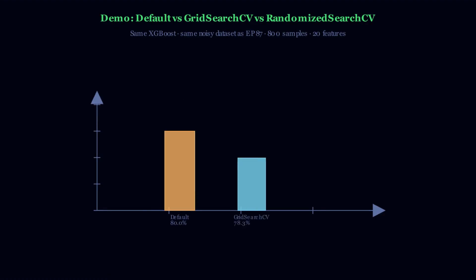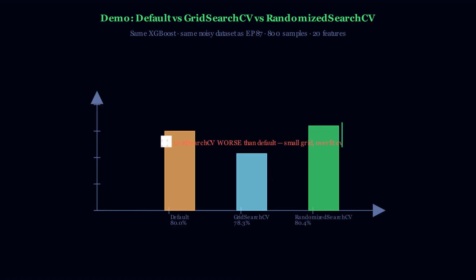Same XGBoost, same noisy dataset as episode 14. Default parameters, straight out of the box, 80%. GridSearchCV, 27 combinations, 5-fold, 78.3. RandomizedSearchCV, same 27 fits, wider space. 80.4% the winner, and it beat the grid clearly. Notice the grid actually did worse than doing nothing.